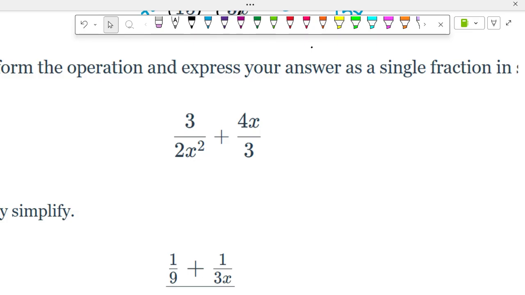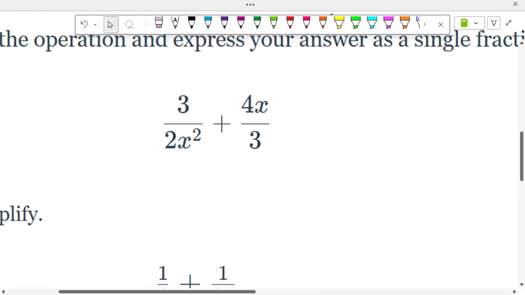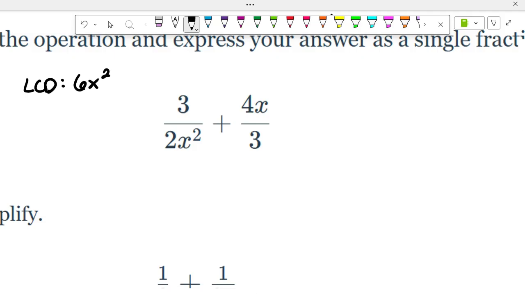All right, thumbs up if you're ready. All right, for time's sake, I have to move on. So, first off, LCD. What do you guys think it is? 6x squared. Since it contained an x squared, that obviously had to be there, then I told you guys for the numerical part, start with multiplying 2 times 3, 6. We definitely can't get lower than 6.